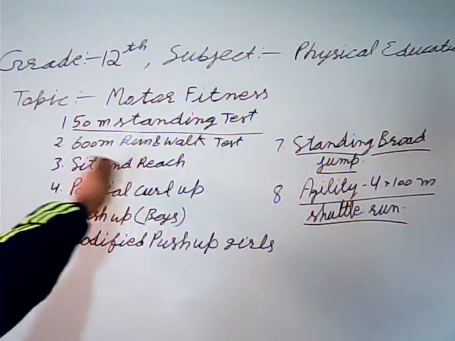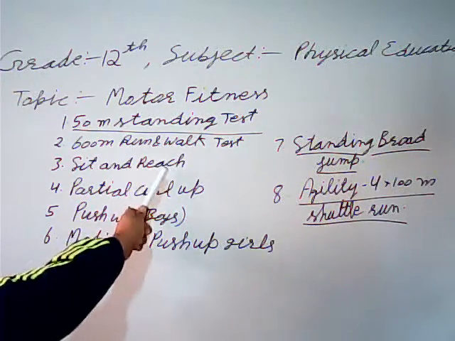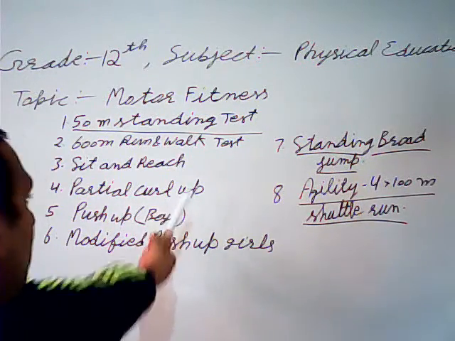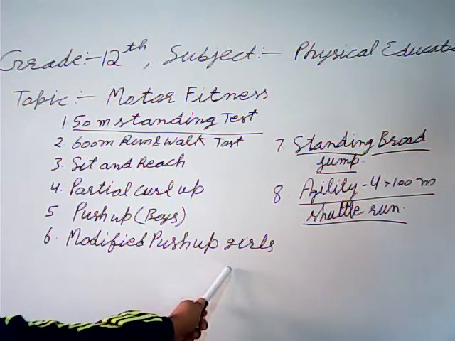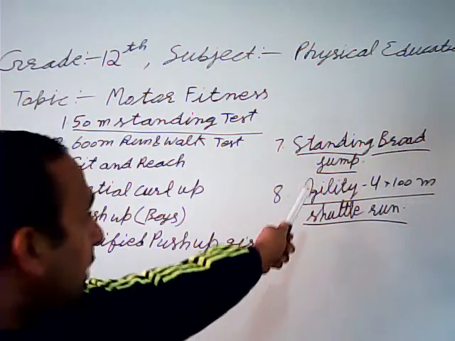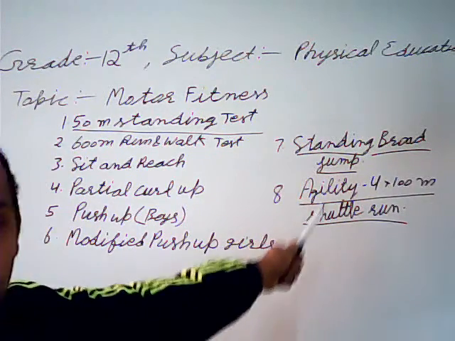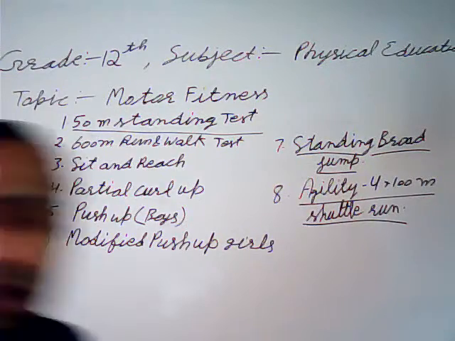First is the 50-meter standing start, second is the 600-meter run and walk test, third is the sit and reach test, fourth is partial curl-up, fifth is push-up, sixth is modified push-up for girls, seventh is standing broad jump, and eighth is agility 4 into 10-meter shuttle run. Clear? These are the 8 tests.